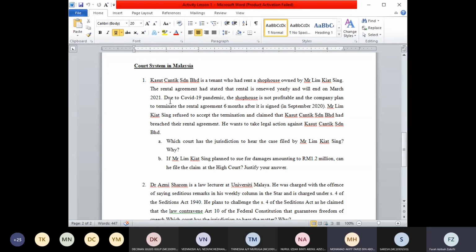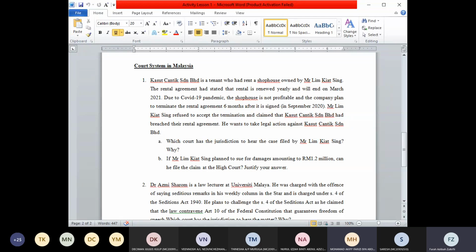For B, if Mr. Lim plans to sue for damages amounting to 1.2 million, can he file the claim at the High Court? The answer is yes, he can file. He can go to the High Court because the sue amount exceeds 1 million, so the Session Court doesn't have the jurisdiction to handle this. So this allows the High Court to have jurisdiction over Mr. Lim as the damage exceeds 1 million.